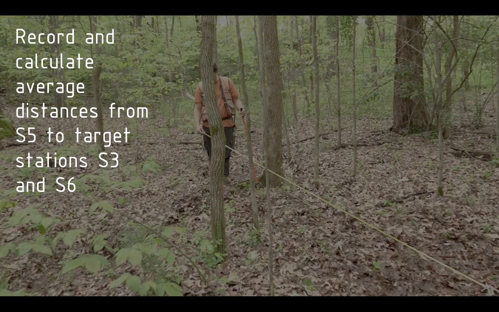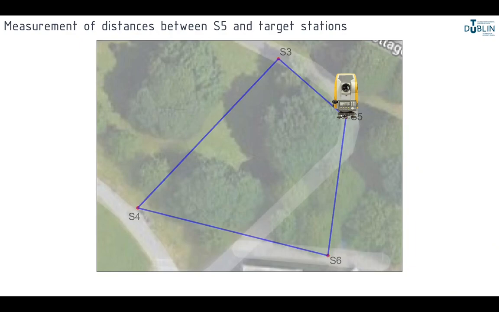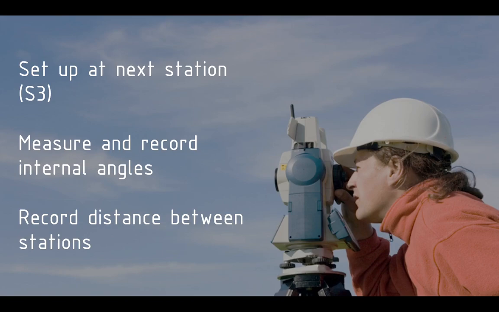We will now record and calculate the average distances from station 5 to the target stations, station 3 and station 6. Again, the values will show up on screen, so you should book these in the correct manner onto the booking sheet. We will now move on to the next station, station 3. Again, record the internal angles and the distances.